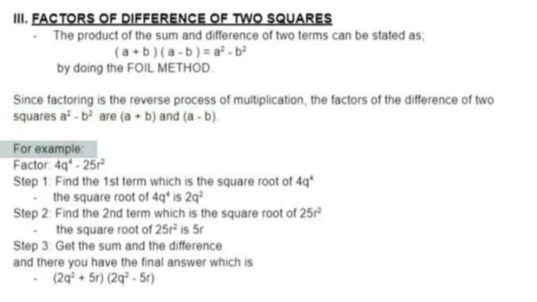For example, factor 4q to the power of 4 minus 25r to the power of 2. Step 1 is to find the first term, which is the square root of 4q to the power of 4. The square root of 4q to the power of 4 is 2q to the power of 2. Step 2 is to find the second term, which is the square root of 25r to the power of 2. The square root of 25r to the power of 2 is 5r. Step 3 is to get the sum and difference, and there you have the final answer, which is quantity 2q to the power of 2 plus 5r times quantity 2q to the power of 2 minus 5r.